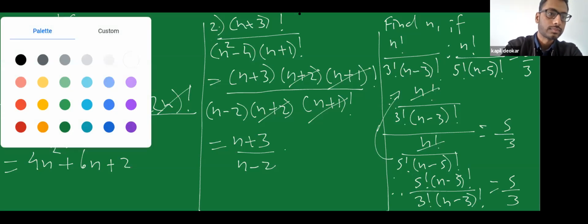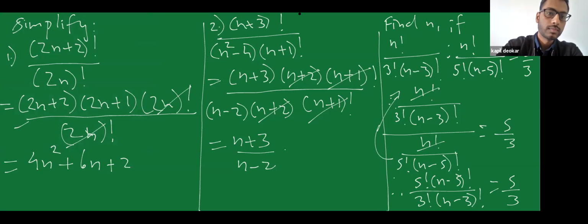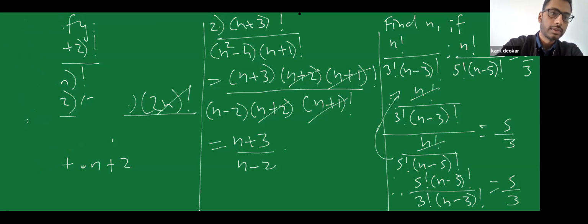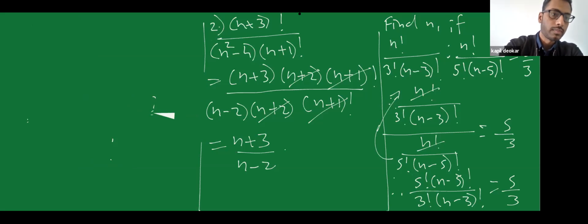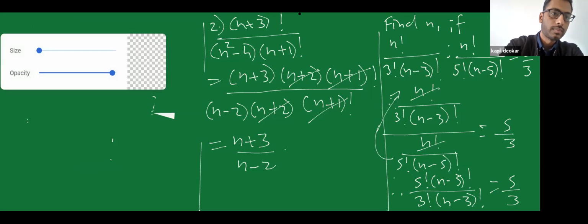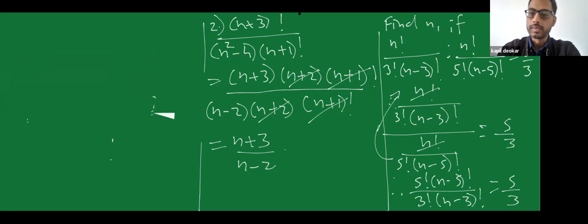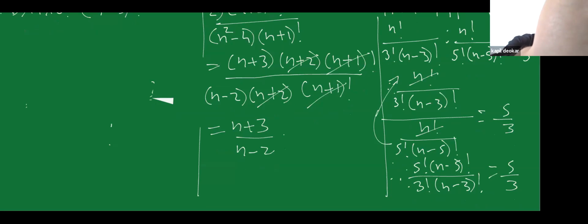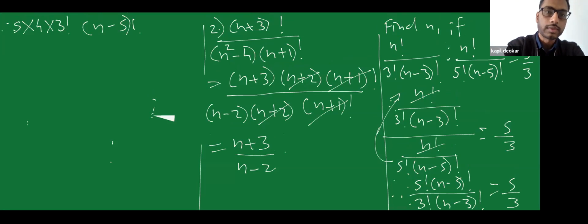Therefore, we'll continue with 5 factorial and 3 factorial. Which one is bigger? 5 factorial is bigger. I'll reduce 5 factorial. 5 factorial can be written as 5 into 4 into 3 factorial. N minus 5 and n minus 3. Which one is bigger? N minus 3 is bigger. Therefore, I'll keep n minus 5 factorial as it is.